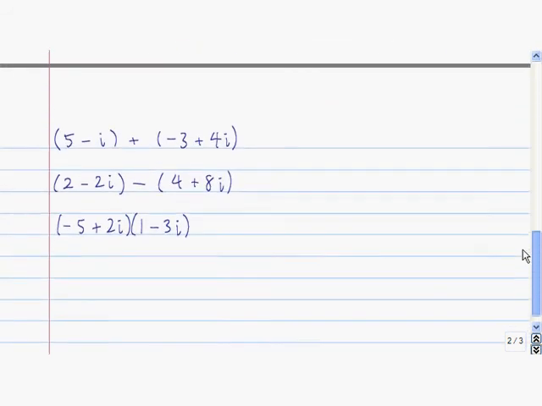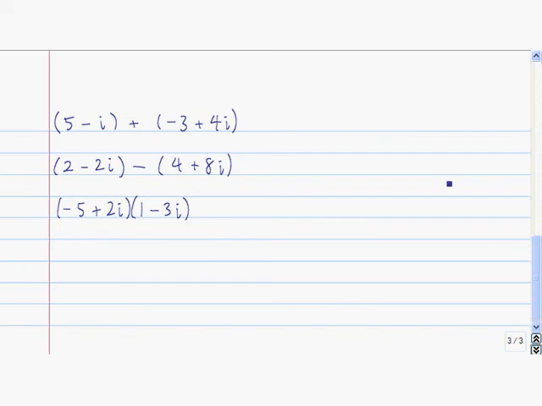Okay, try these problems on your own. Go ahead and press pause here and work on these, and then resume play. Okay, for the first one, you should have gotten 2 plus 3i, because 5 minus 3 is 2, and negative i plus 4i is 3i. Here you have 2 minus 4 is negative 2, and negative 2i minus 8i is negative 10i.